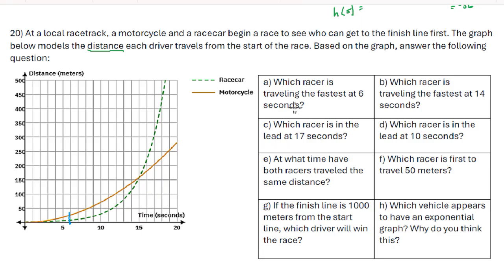So class, when we're talking about speed of travel, we're talking about the slope of the line, which is going to give us meters per second. And if you look at this, the dash line, the race car, is relatively flat. And the motorcycle definitely has a steeper slope than the race car. So we're going to say which one's traveling fastest at 6 seconds? It's going to be the motorcycle.